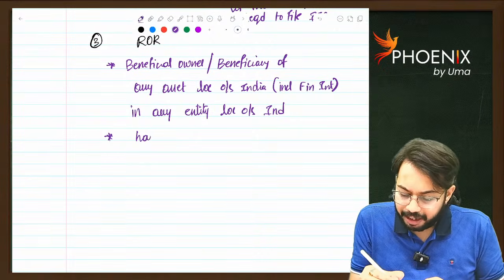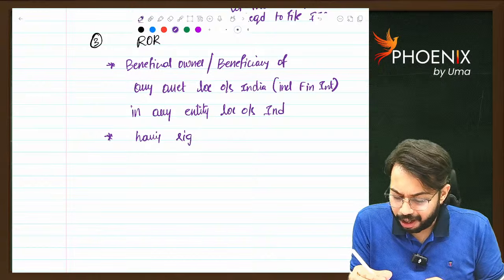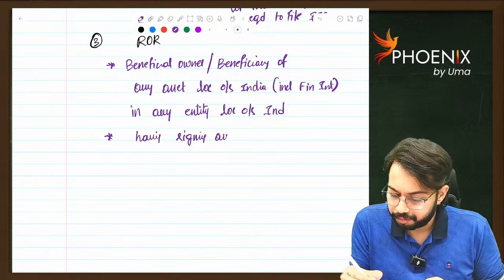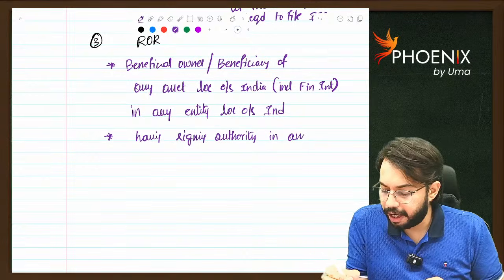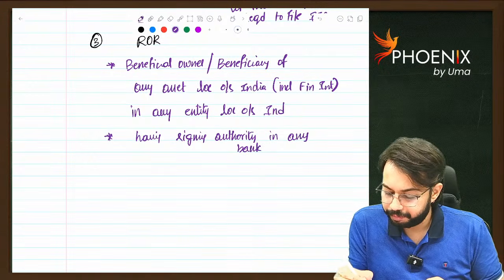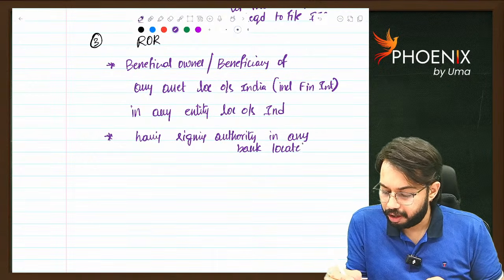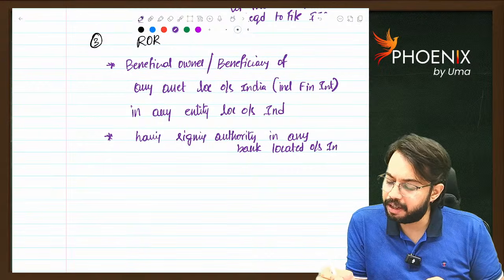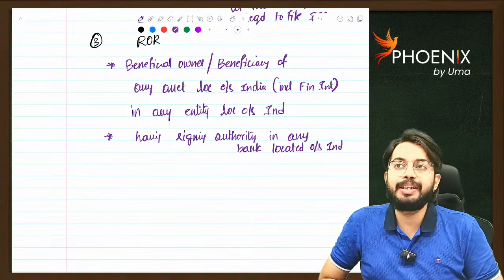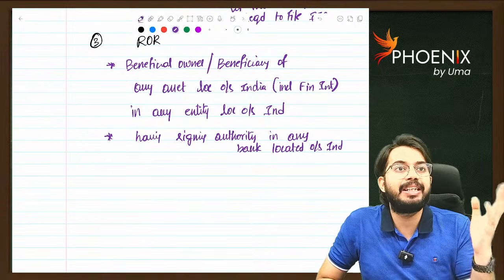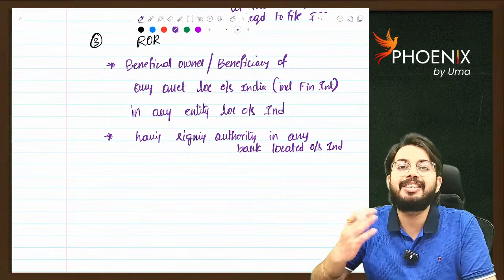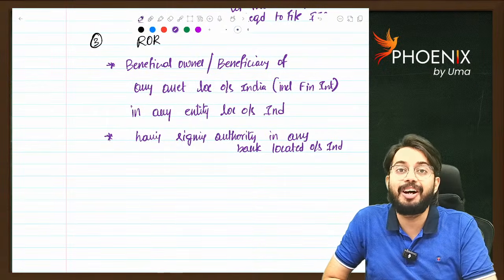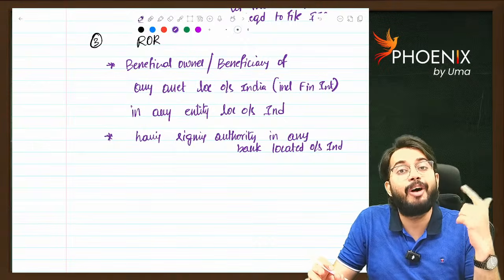ROR having signing authority in any bank located outside India, then also he is mandatorily required to file ITR. Let's say Surya Kumar Yadav is there. He is having a Swiss bank account. Even though his total income is less than the basic exemption limit, Sky is required to file ITR because he is having one foreign bank account.